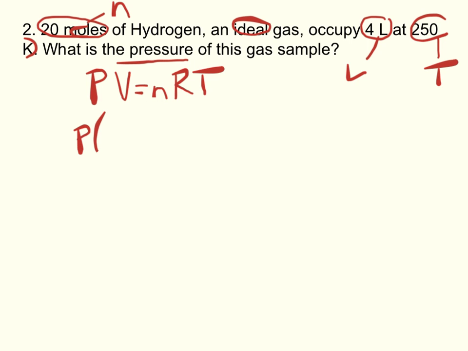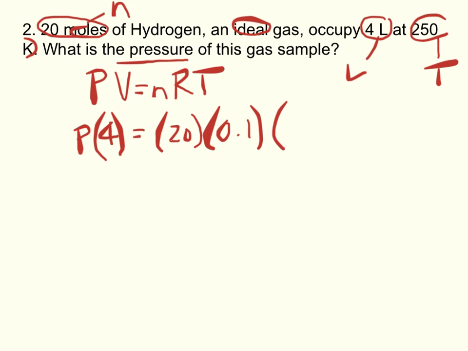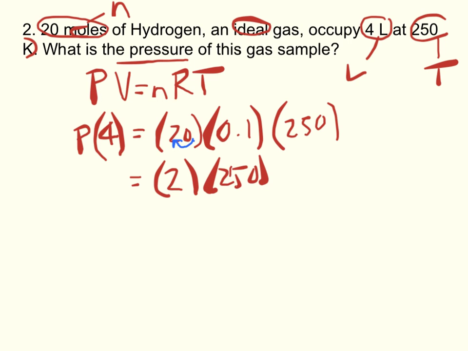Pressure is my unknown, so that's going to be left as P. Volume is 4 liters. n is 20. R is always 0.1. And T is 250. Once again, remember, if I multiply any number times 0.1, all I really have to do is move the decimal to the left. So 20 times 0.1, move the decimal once to the left. So this becomes 2 times 250 equals P times 4. Divide by 4 on both sides.